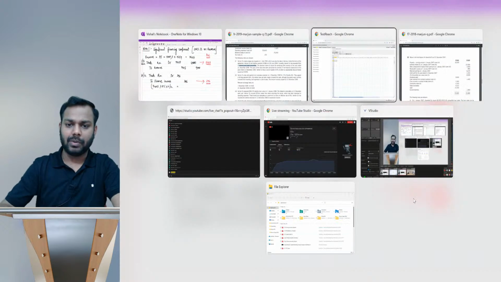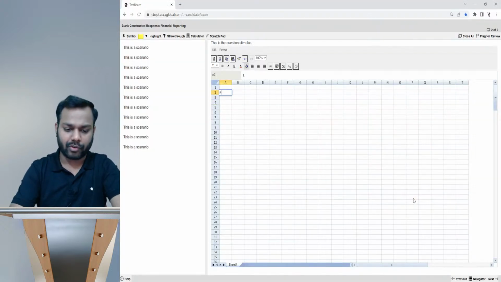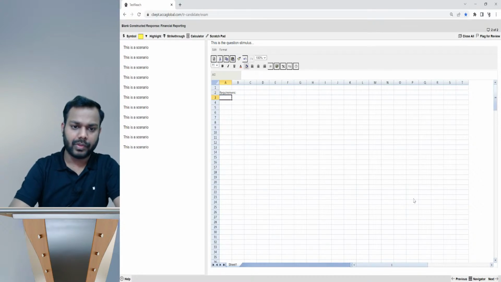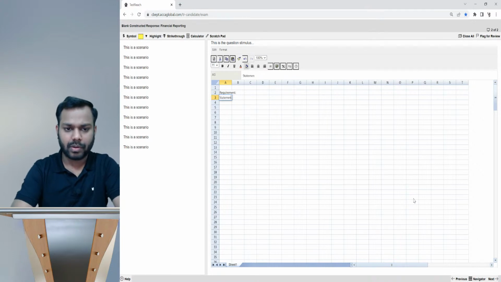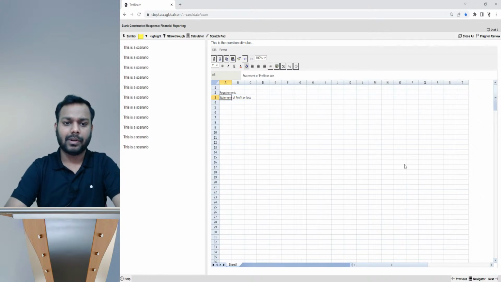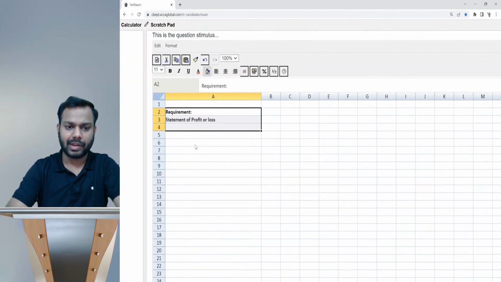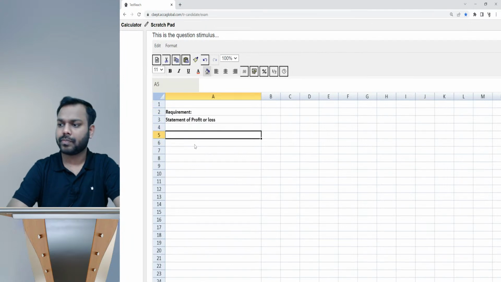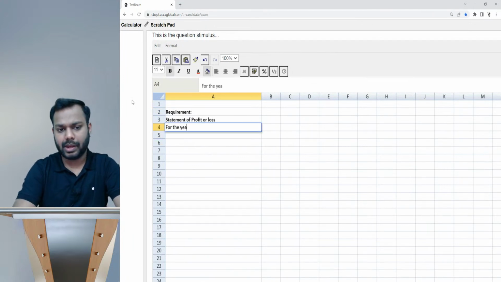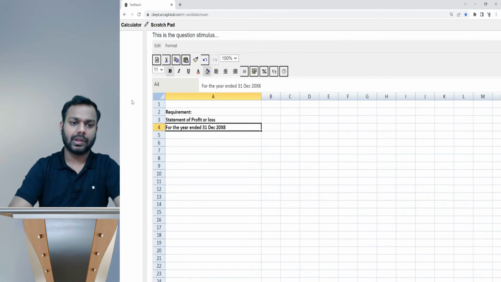Right. Now let's come to the ACCA practice platform and solve it. So what is the requirement? The requirement is to prepare a statement of profit or loss. I hope it is clearly visible to you guys. Okay, now for the year ended 31 December 20x8.